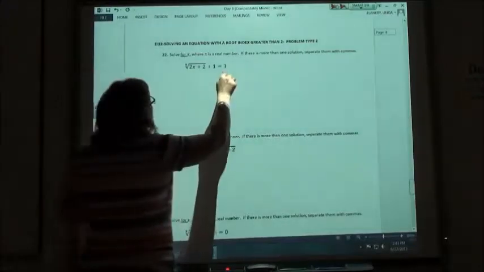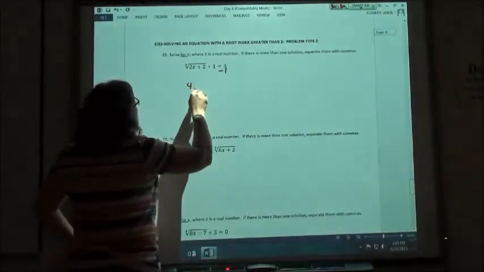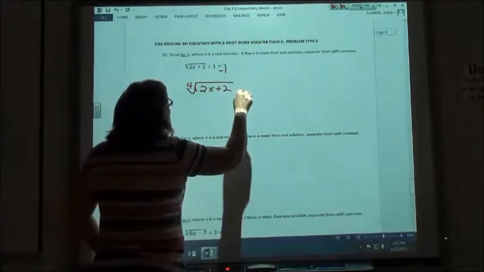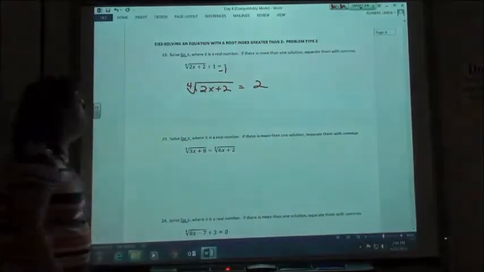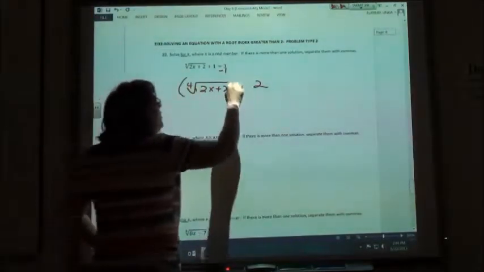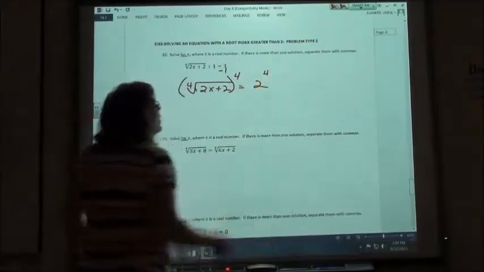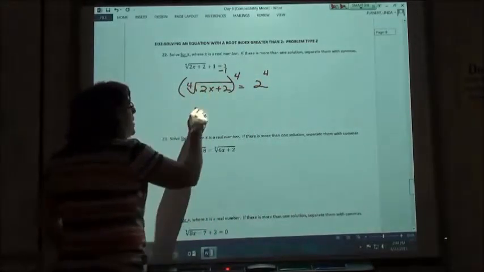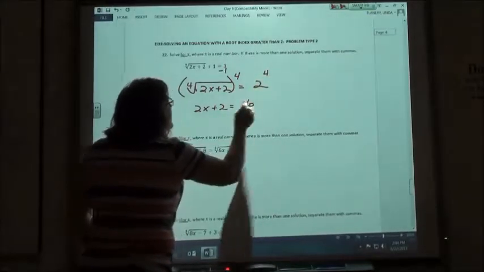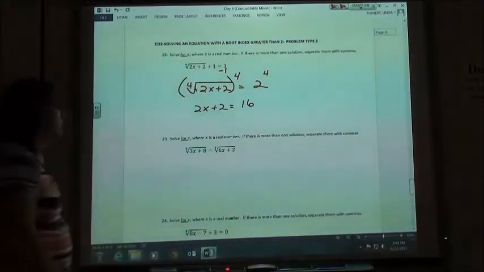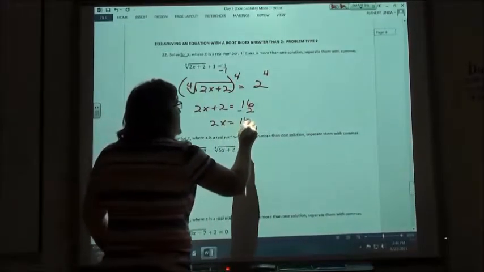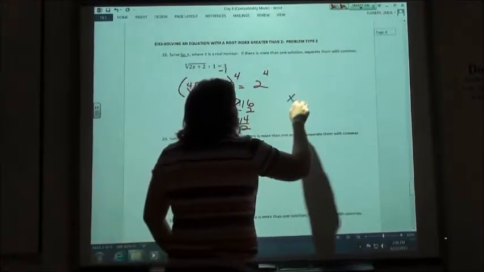So in this case, I'm going to minus my 1 first. The fourth root of 2x plus 2 equals 3 minus 1, which is 2. Then I'm going to do the opposite of whatever that root is. This is the fourth root, so I'm going to raise to the fourth power. That's going to cancel this out. I get the 2x plus 2. Over here, 2 to the fourth is 16. So I'm going to subtract my 2. 2x equals 14, and divide by 2, x equals 7.